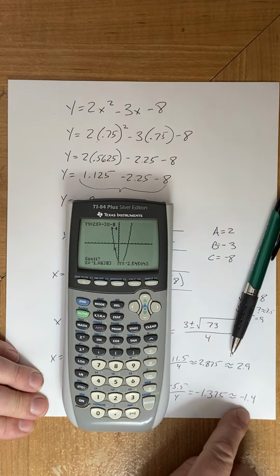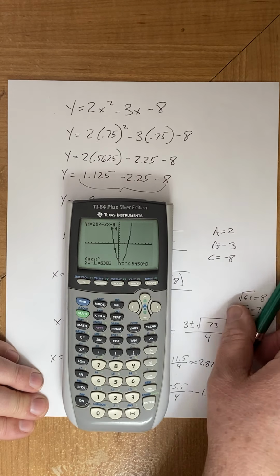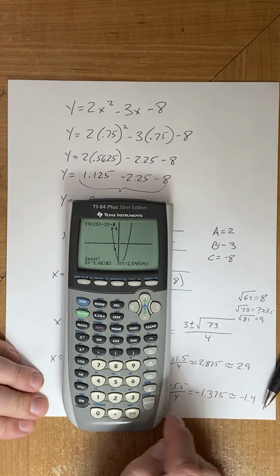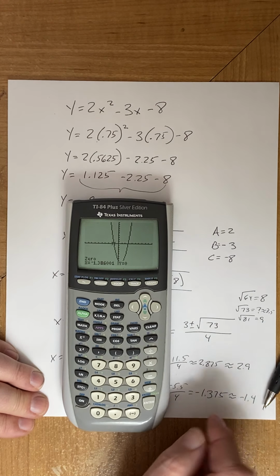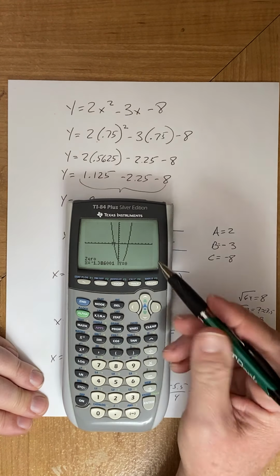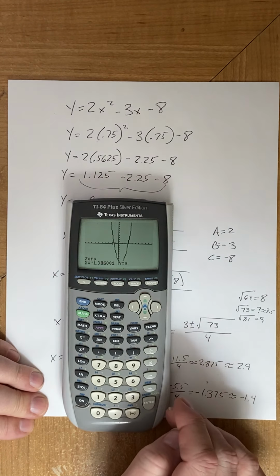Now let's remember what we had. We guessed around negative 1.4. Okay, and that was all based off guessing the square root of 73. So if we're close to that, I'll be happy. Negative 1.4. There we go, negative 1.386. That's close enough for me, that's for darn sure.